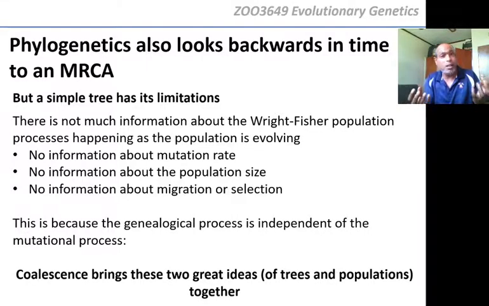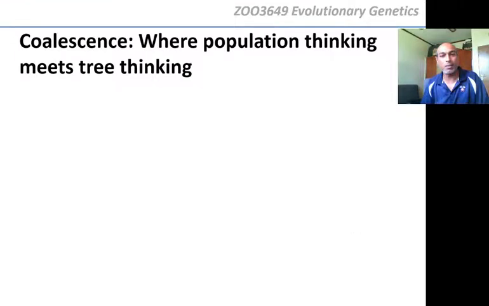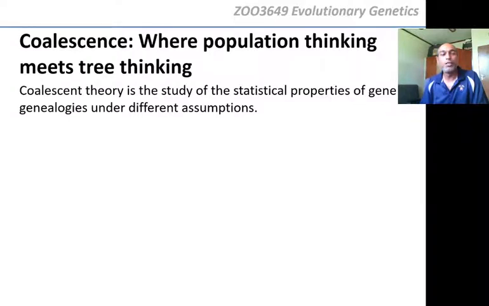These two ideas, the tree idea and the population idea, we want to bring them together. We want to synthesize this into a framework, and this is what coalescence does. It is where population thinking about allele frequencies meets tree thinking about branches of descent, working backwards. So coalescent theory is a study of the statistical properties of gene genealogies under different assumptions.